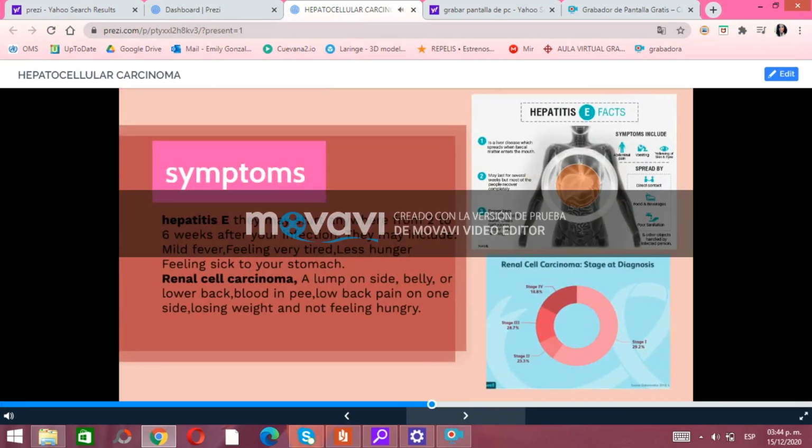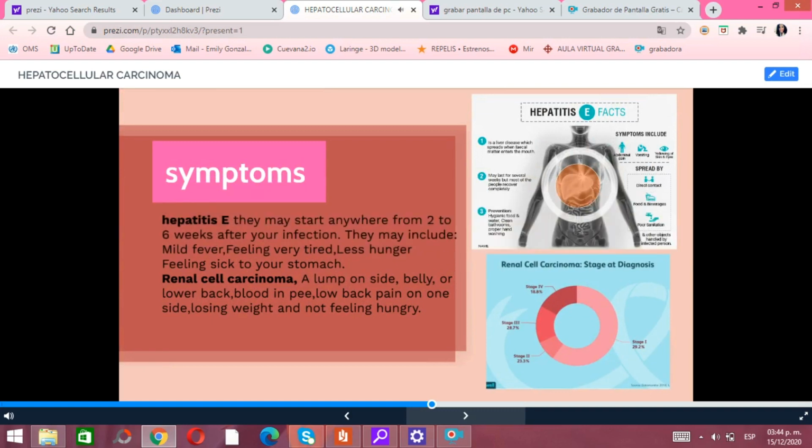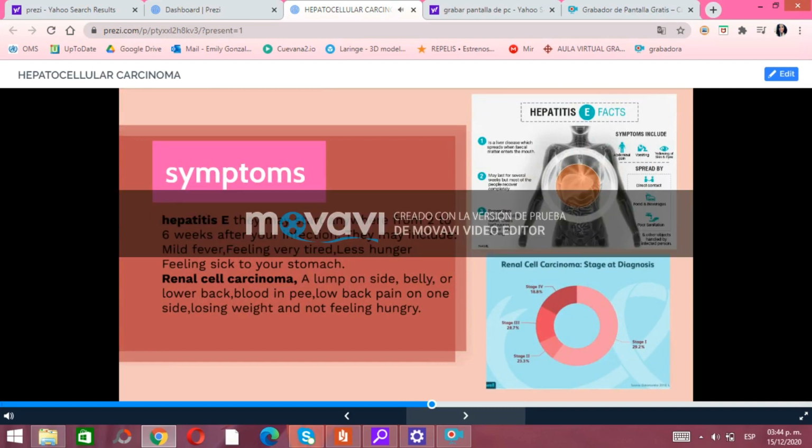Symptoms. Hepatitis E symptoms may start anywhere from 2 to 6 weeks after the infection. They may include mild fever, feeling very tired, less hunger, feeling sick to your stomach. Renal cell carcinoma symptoms: a lump on the side of the belly or lower back, low back pain, losing weight, and not feeling hungry.